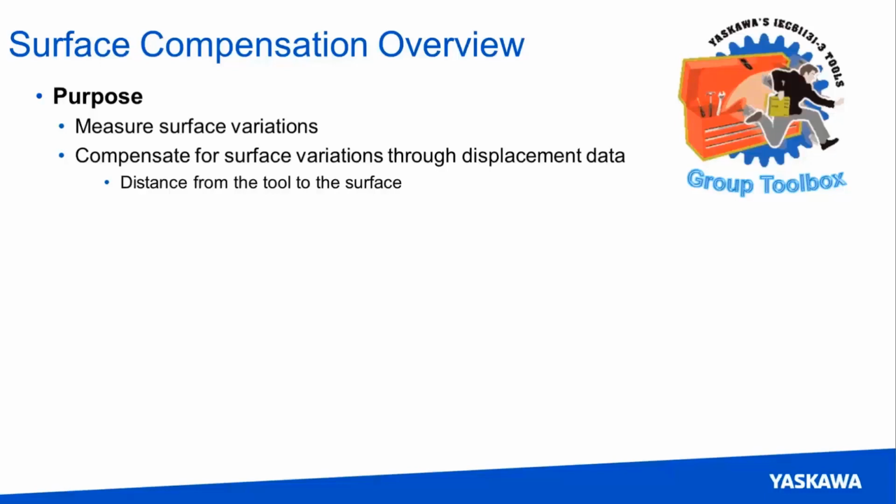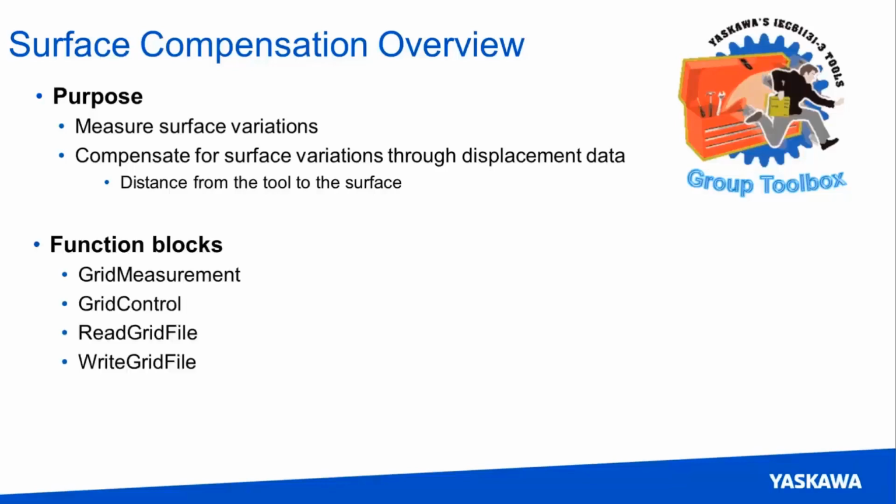So in order to compensate for that, we have a solution where we can take several data points across the surface and measure the displacement from your tool point to the surface, and that data can be used to interpolate a real-time offset and be applied to your mechanism in real time.